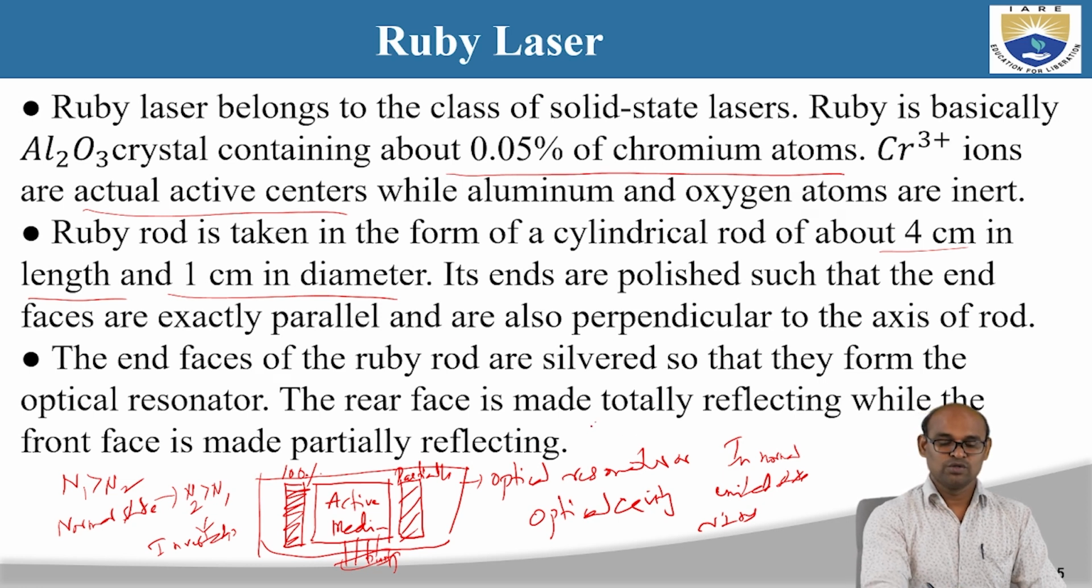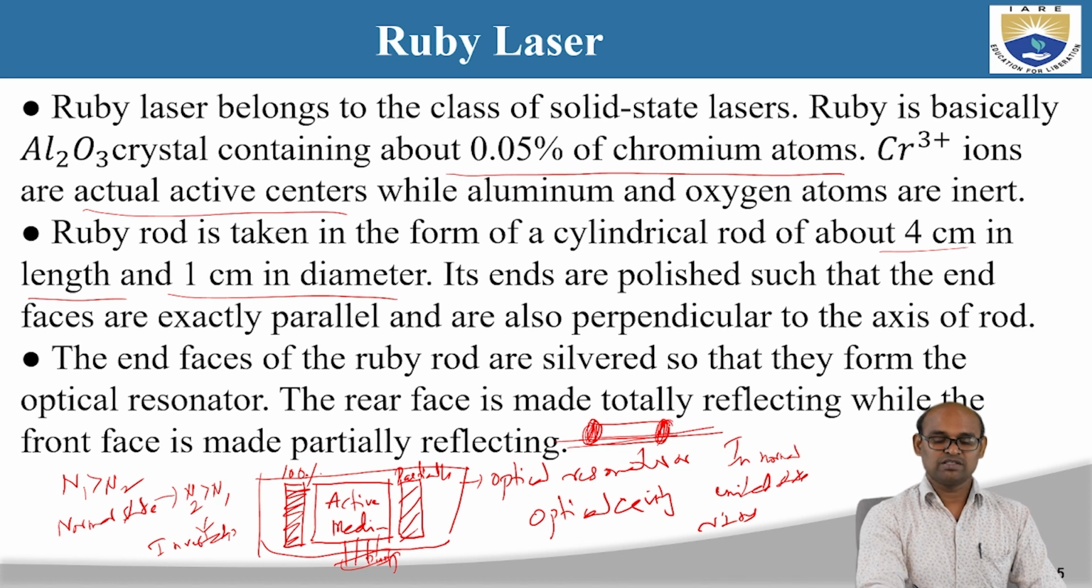So I am taking a ruby rod, which is 4 centimeters in length and 1 centimeter in diameter. I have polished these two end faces such that they are perpendicular to the axis of the rod. This is the axis of the rod, and these two faces are perpendicular to the axis of the rod.